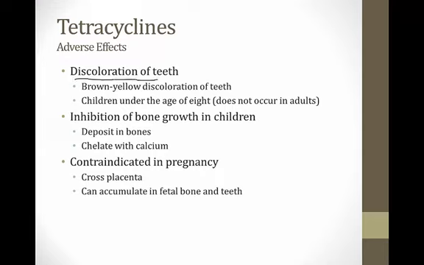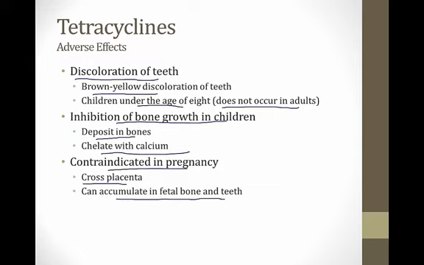First of all, they discolor the teeth of children. The teeth will turn brown yellow. This only happens in children under the age of 8. It doesn't happen to adults. And then the other problem is that these things chelate with calcium when they deposit in bones, and this inhibits bone growth of children. And then finally, tetracyclines are contraindicated in pregnancy because they cross the placenta and they accumulate in the fetus' bones and teeth.